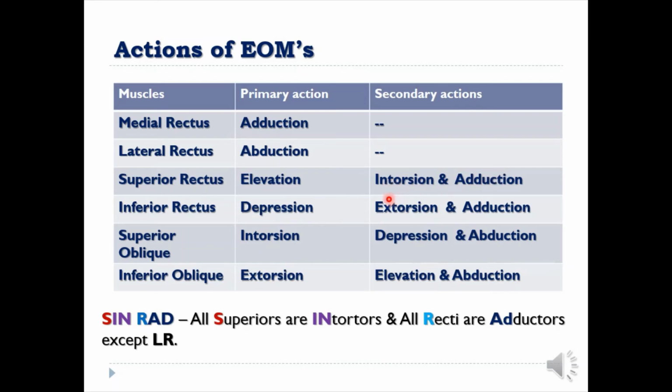Now, you will have to remember this. Superior rectus has two secondary actions, intorsion and adduction. Inferior rectus again has two secondary actions, extorsion and adduction. Now coming to superior oblique, the primary action is intorsion, that is rotating the top of the eye towards the nose, and it has two secondary actions, depression and abduction. And inferior oblique, the primary action is extorsion, taking the top of the eye away from the nose, and it has two secondary actions, elevation and abduction.